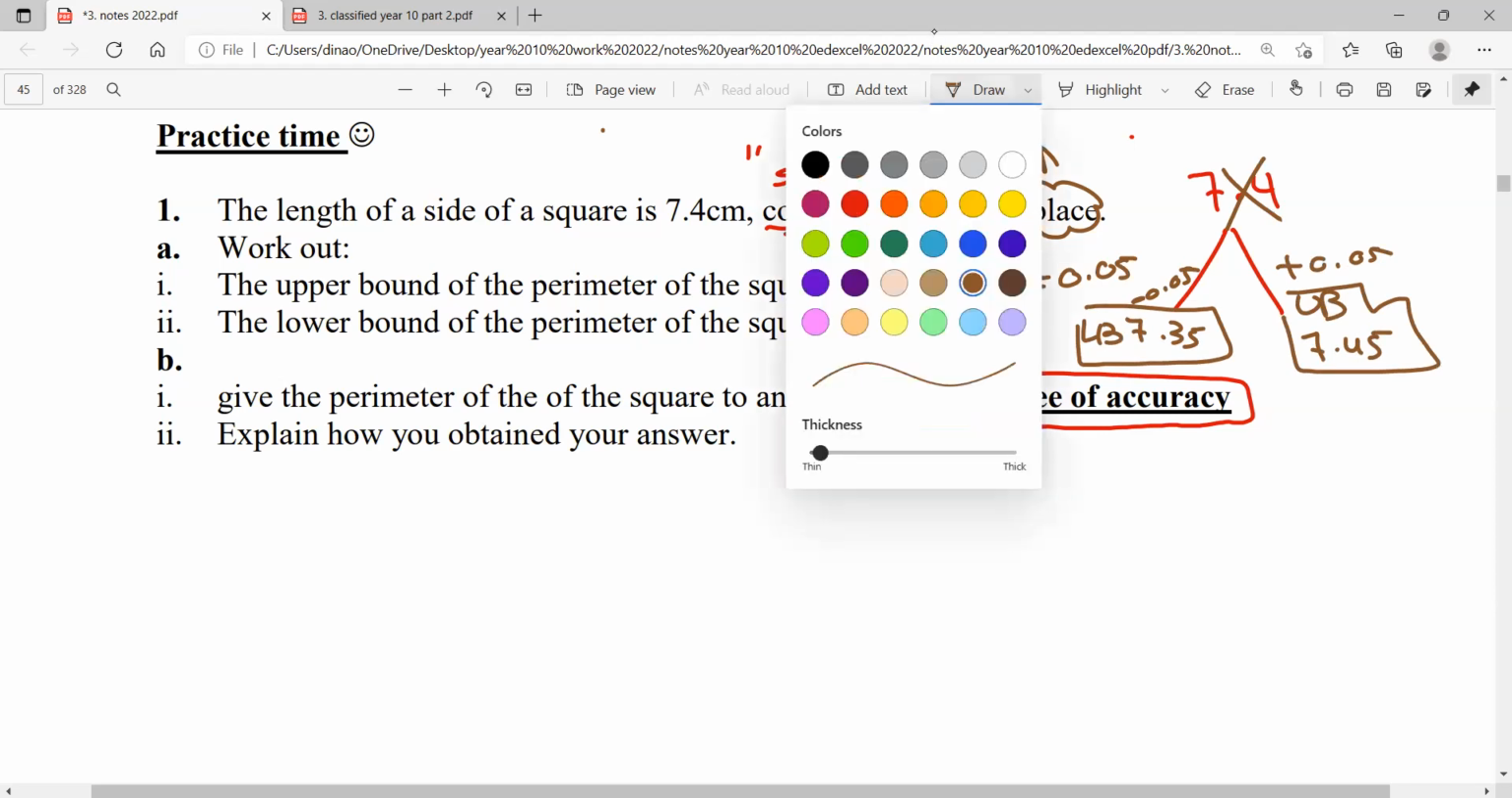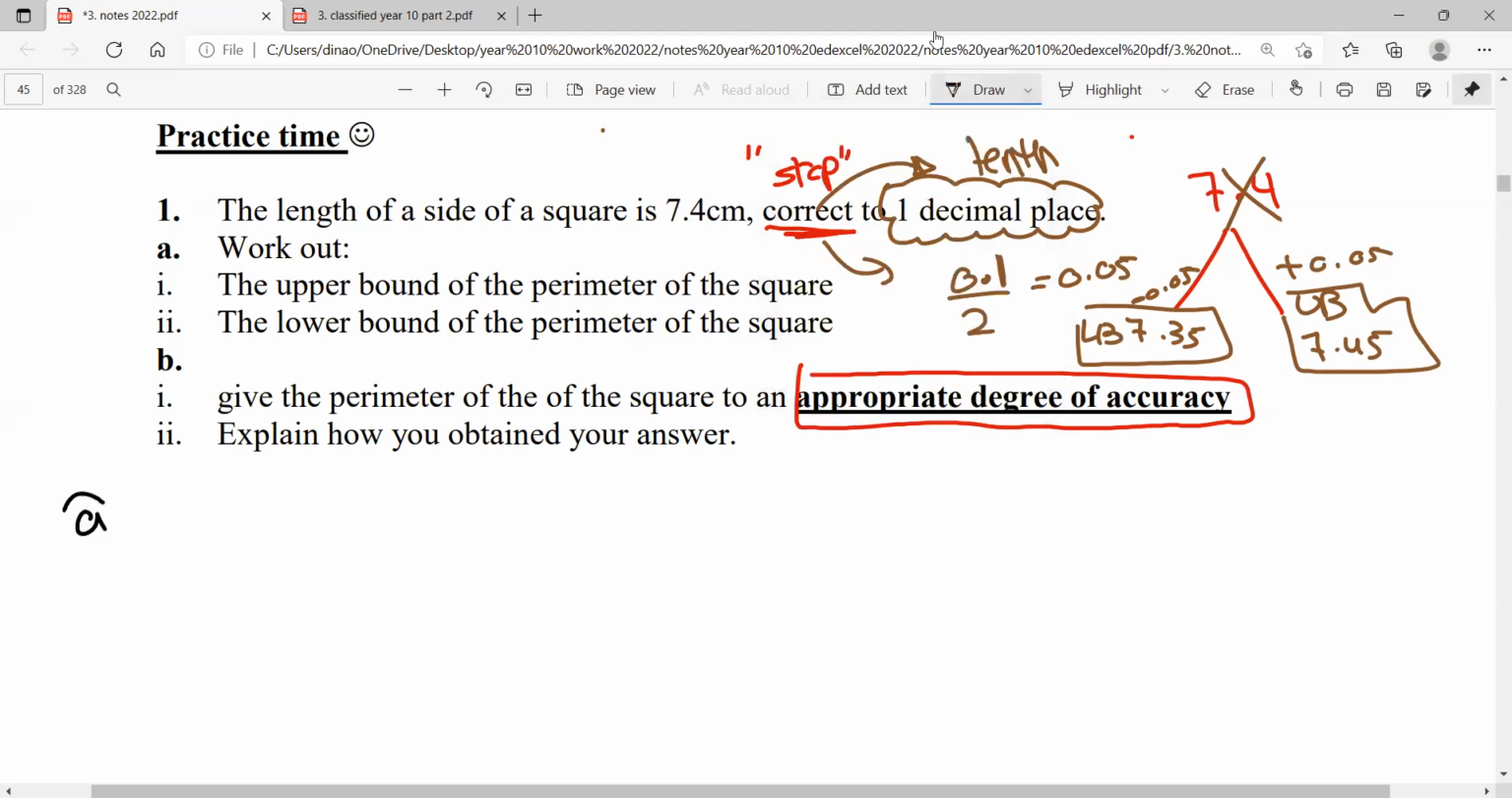Now let's see what question A requires. Question A says, find the upper bound of the perimeter of the square. So I will use the upper bound to find the upper perimeter. Of course, there are things you should already know. Here it says perimeter of square, so I should already know how to find the perimeter of a square. I find the perimeter of a square by adding all 4 sides or multiplying the side by 4. But do I use this? No.